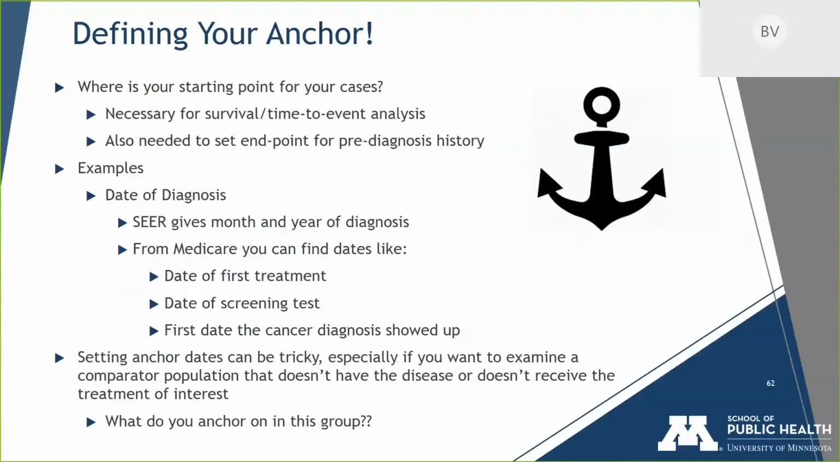Another difficulty with identifying an anchor for your study is that your comparison population might not actually have a similar identifiable anchor. For example, if they are a group that doesn't have the disease or didn't receive treatment, where do you start anchoring those individuals? So it can get a bit tricky, and you might need to think through that a little bit, but we'll talk a little bit more about comparison populations later in this segment.